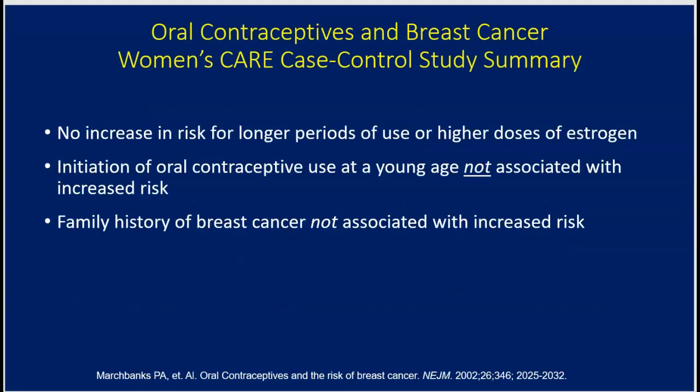Further, there was no increase in risk for longer periods of use or higher doses of estrogen. That is, there was no real duration effect. And the initiation of oral contraceptive use at a young age was not associated with increased risk, since there have been 1 or 2 case control studies prior to this study that suggested maybe initiating use at a young age increased the risk. Finally, family history of breast cancer was not associated with increased risk.